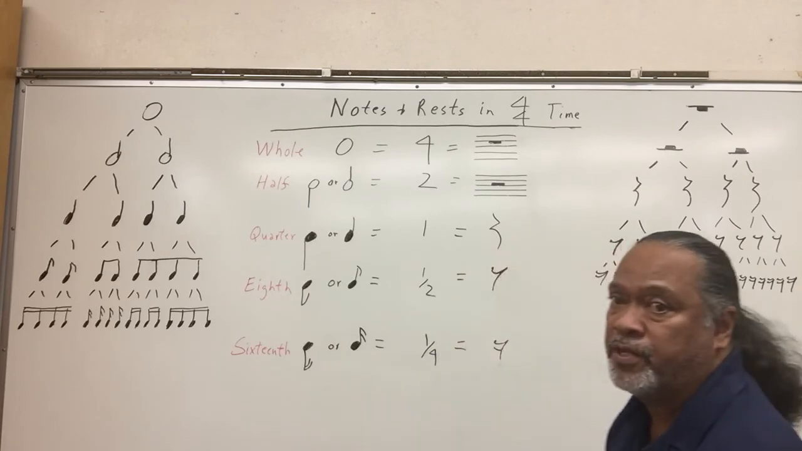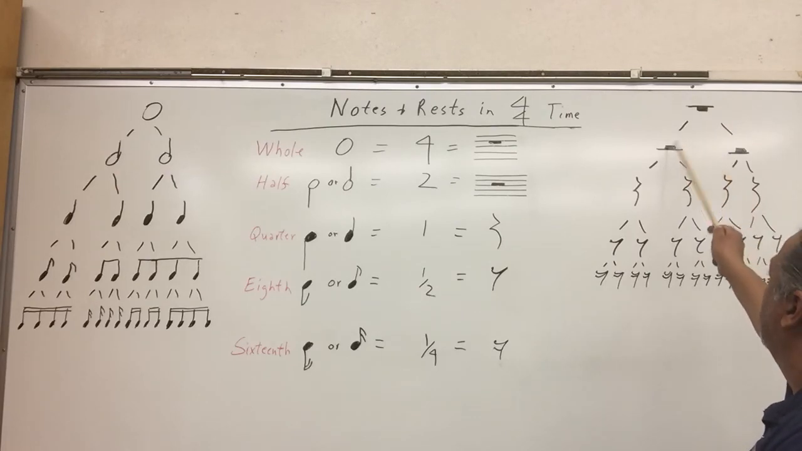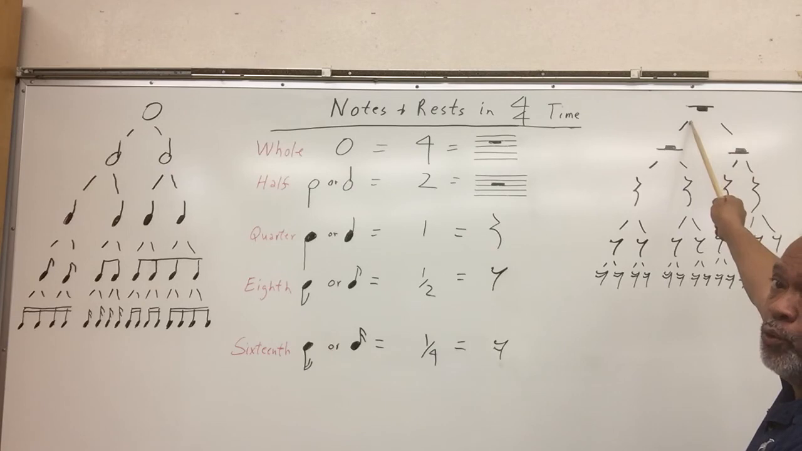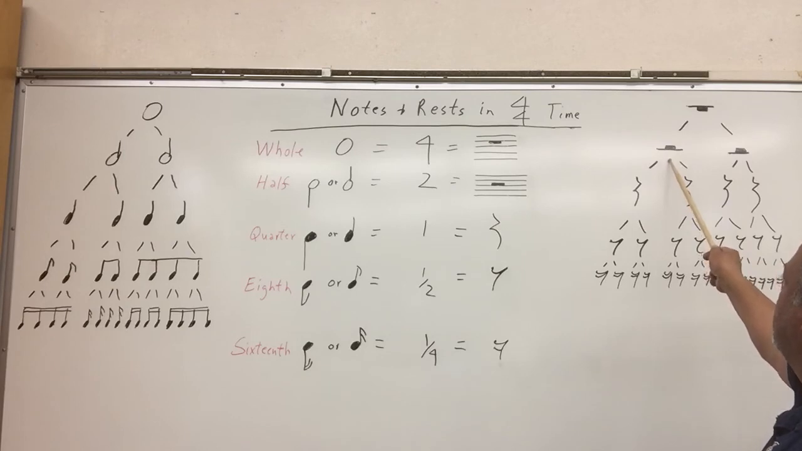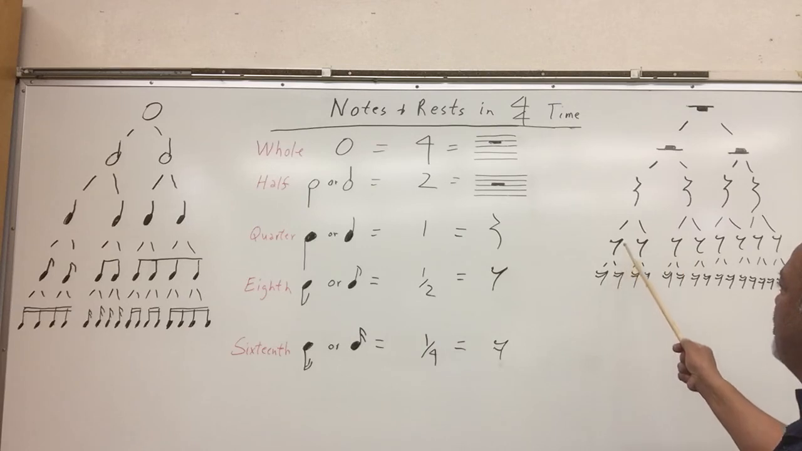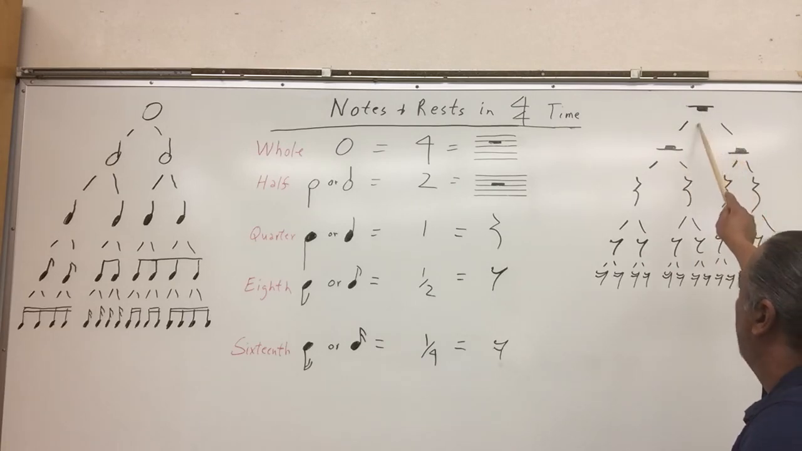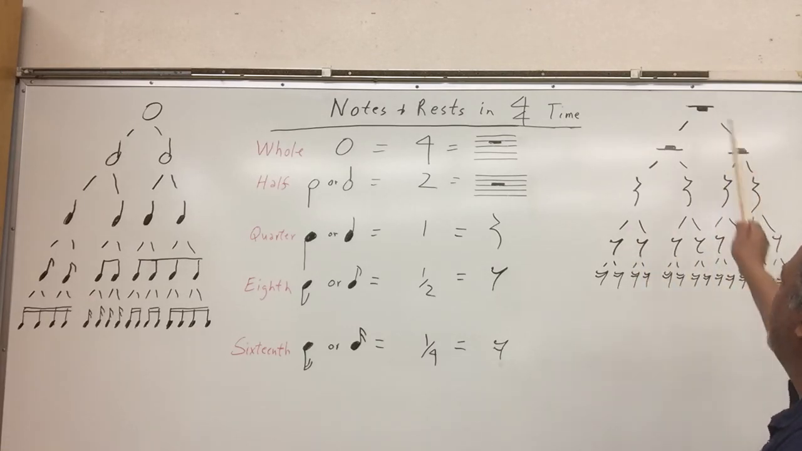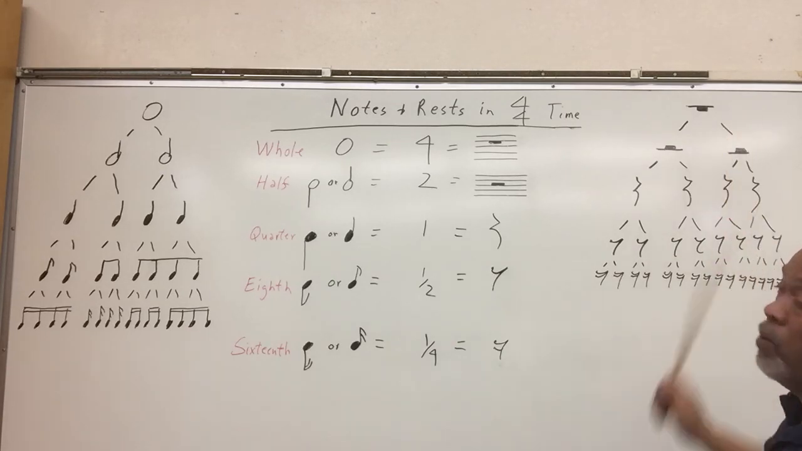Okay? Now on this side, the equivalent will be the whole rest, which is silent. 2 half rests fit into 1 whole rest. 2 quarter rests fit into 1 half rest. 2 8th rests fit into 1 quarter rest. And 2 16th rests are equal to 1 8th rest. Or you can look at it like this. Again, 2 half rests are equal to 1 whole rest. 4 quarter rests are equal to 1 whole rest. 8 eighth rests are equal to 1 whole rest. And 16 16th rests are equal to 1 whole rest.